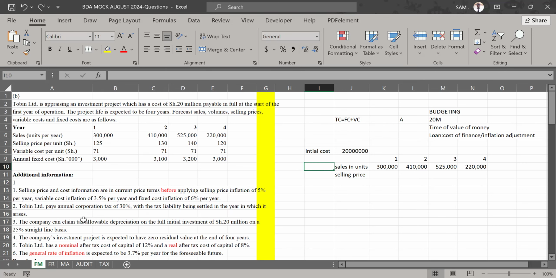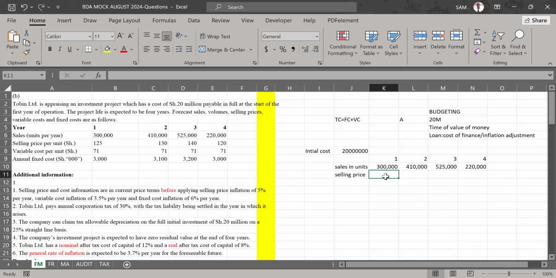These costs are given before applying selling price inflation of 5% per year, variable cost inflation of 3.5%, and fixed cost inflation of 6%. So we have to incorporate and consider the adjustment for inflation of these elements. The number of units is not affected by inflation, as we all know. Selling price is affected by inflation. So let us do the inflation adjustments straight away from that point.